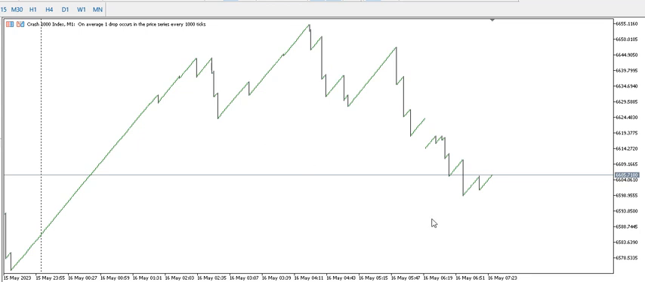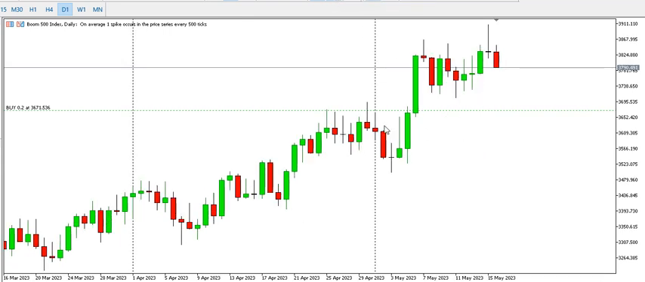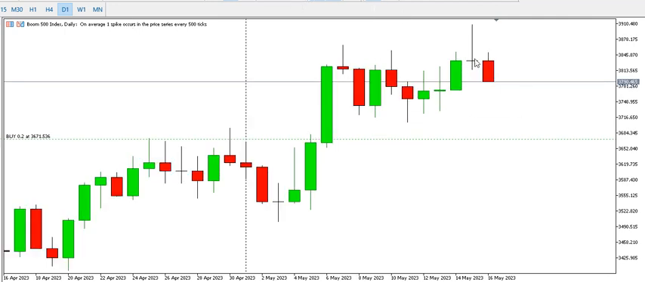Let's look at Boom 500 Index. On the daily time frame, Boom 500 Index is bullish, but we can see this pin bar, and price is reacting to the pin bar. Look at this pin bar, price is reacting to it, and we are having an evening star pattern currently being formed.